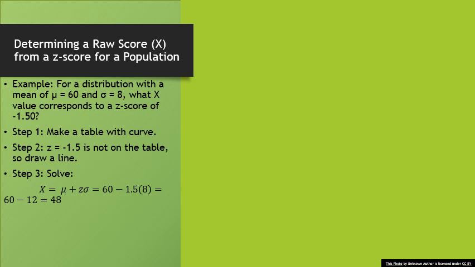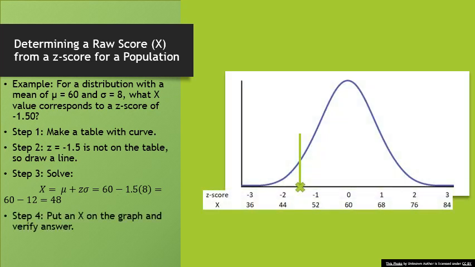Does x equal 48 correspond to a z-score of negative 1.5? Look down at the x row. Yep, 48 would be halfway between 44 and 52. Matches perfectly.